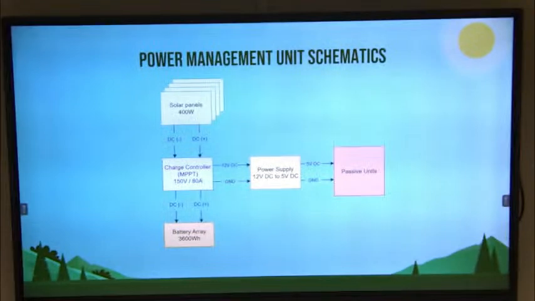Okay, so now for schematics, I won't go into much detail about them, but as you can see, we have the solar panels connected directly to the charge controller. And that charge controller is connected to both our batteries and a DC to DC converter, which converts the 12 volt power supply from our charge controller and our batteries for the passive units.